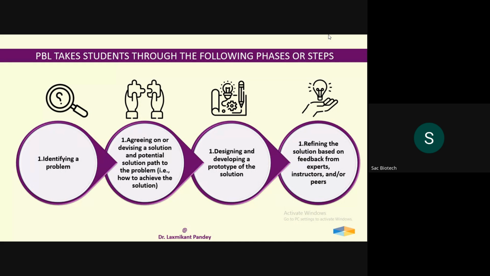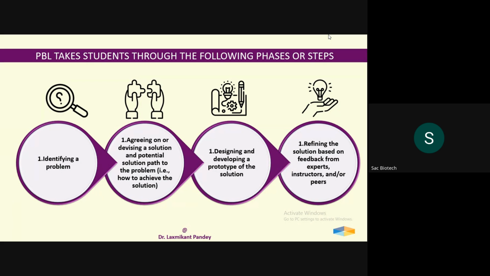The first thing is identifying the problem. That is very important. First of all, you need to give one problem, or you can ask the students to bring some problems or topics on which they are going to do some sort of research. Second is agreeing on or devising a solution and potential solution path to the problem. How to achieve the solution means whatever the probable solutions for this particular problem, they are going to discuss among themselves if they are working in a group.